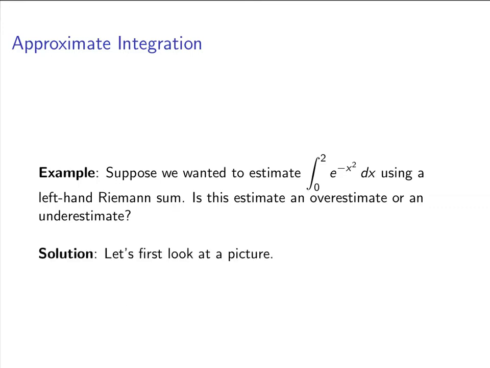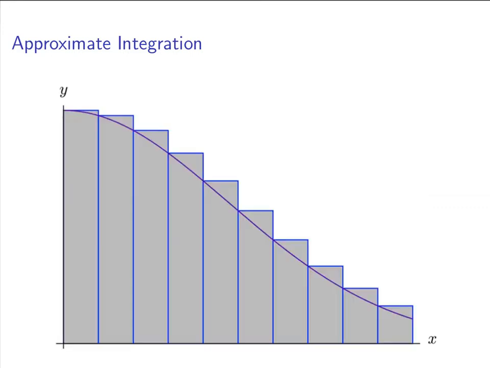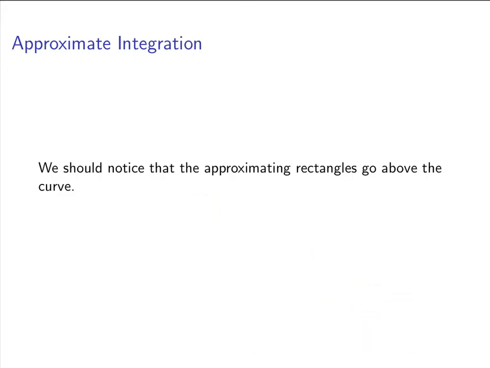Let's first look at a picture. Here's a graph of y equals e to the minus x squared, and it also shows the rectangles associated with a left-hand Riemann sum. I happen to pick 10 subintervals on this one. It's not really going to matter all that much. The thing we want to notice is that the approximating rectangles go above the curve.